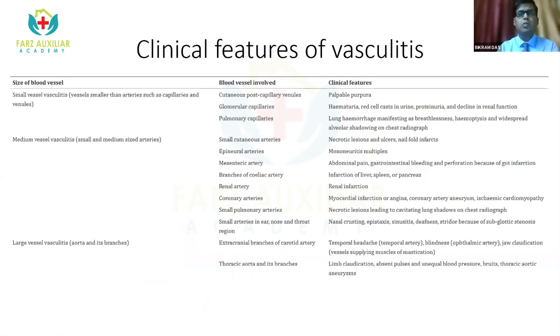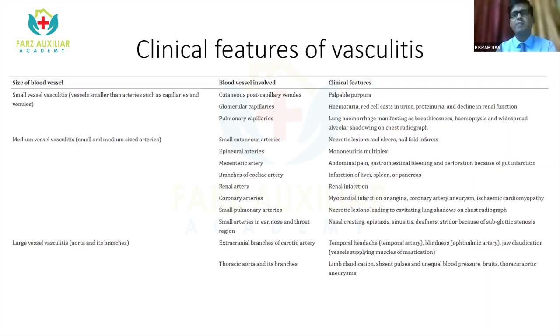So how do we define the clinical features of a vasculitis? Whenever there is a small vessel vasculitis, the small cutaneous vessels may be involved and may cause palpable purpura. If the glomerular capillaries are involved, it will cause hematuria, red cell casts in urine, and proteinuria. If the pulmonary capillaries are involved, there will be lung hemorrhage manifestations such as breathlessness and alveolar shadowing in the chest radiograph. So it's majorly capillaritis and involvement of the venules.